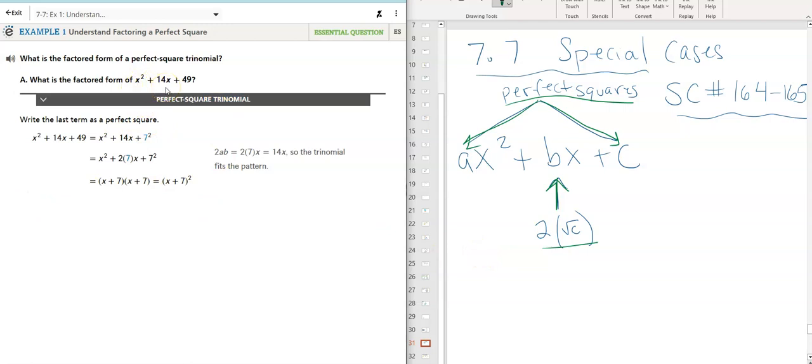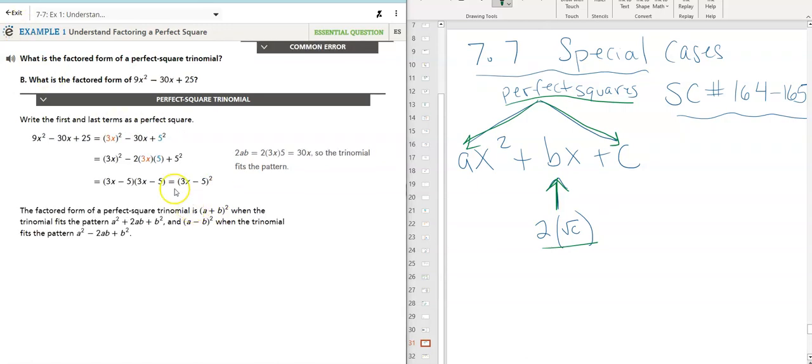x squared plus 14x plus 49. And we know that 49 is a perfect square. We know that x squared is a perfect square. We can prove that by writing 49 as the square of 7. And then we know that the middle term here is 2 times the square root of 49, which is 7. Okay, so because this trinomial fits the pattern, we can identify this as a perfect square trinomial. And all you have to do is find that square root of c and then write it as x plus 7 squared, as a perfect square trinomial.